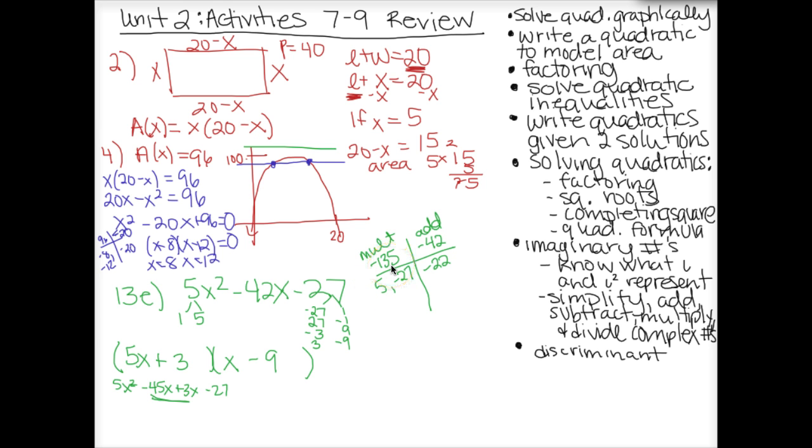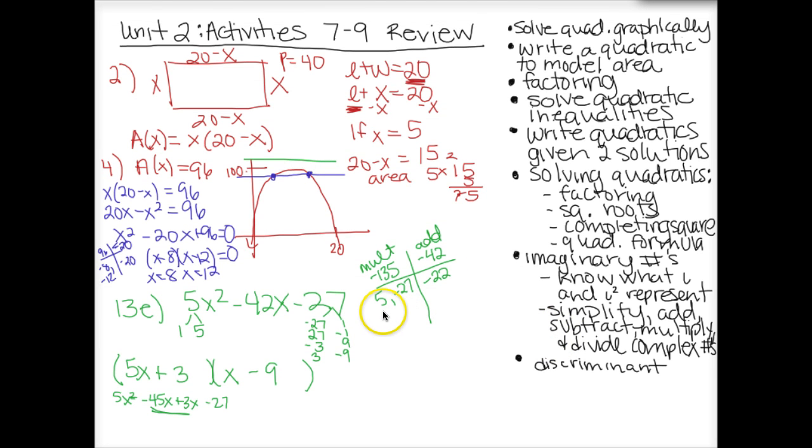So I would try 3, 135 divided by 3, and it does come out. So negative 135 divided by 3 is negative 45. So 3 and negative 45 is negative 42. So these are my winning numbers. Once you have your winning numbers, if you're a split the middle person, that means you're writing 5x squared, splitting this middle term into a plus 3x and a minus 45x, keeping the minus 27. And then you're going to factor by grouping.